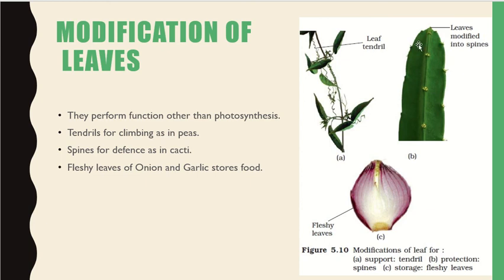So the next example is of spines, which occur in cactus, and they are basically used as a defense mechanism. And the third modification is of fleshy leaves of onion and garlic. You can see these are fleshy leaves, and basically they store food.